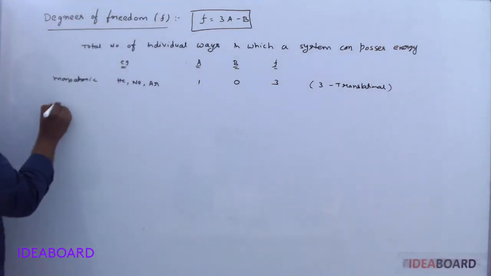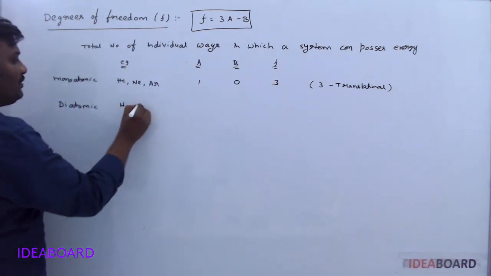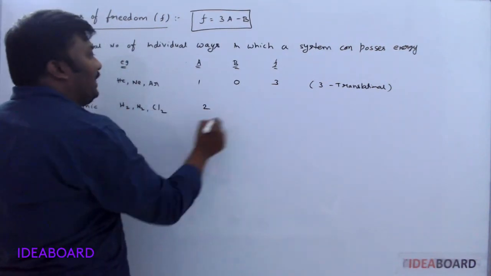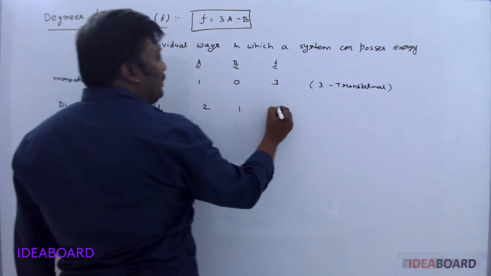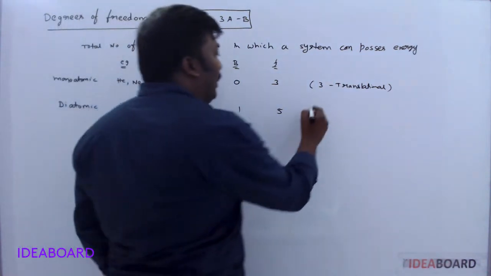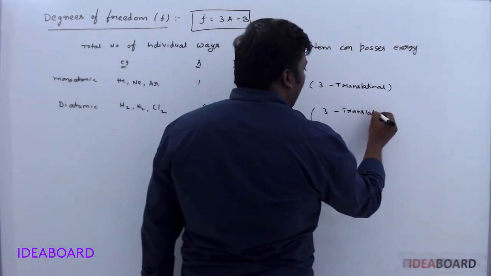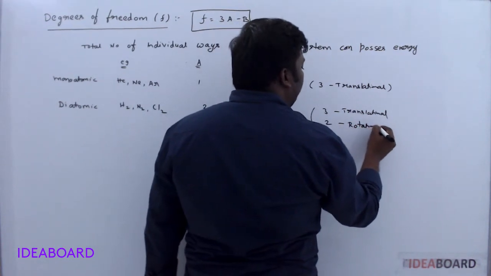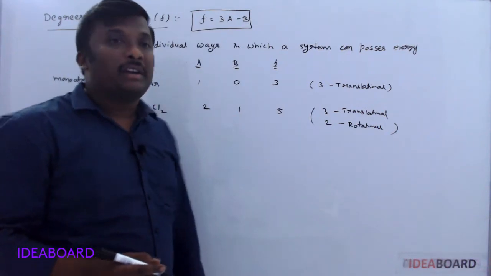If you take diatomic gas, the best examples are hydrogen, nitrogen and chlorine. Here the number of atoms is 2 and the bonding between them is 1. So 3 into 2 is 6, 6 minus 1 is 5. At low temperatures it has 5 degrees of freedom. Out of 5, 3 are translational and 2 are rotational degrees of freedom.